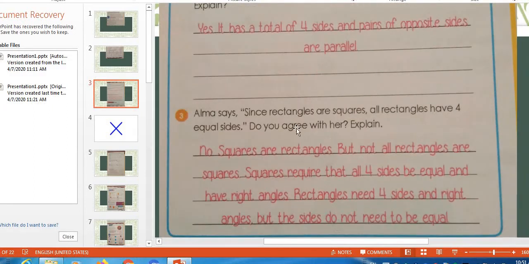Alma says, because rectangles are squares, all rectangles have 4 equal sides. Do you agree with her? Explain. No, squares are rectangles, but not all rectangles are squares. Why? Squares need all 4 sides to be equal and have right angles. Rectangles need 4 sides and right angles, but the sides do not need to be equal.